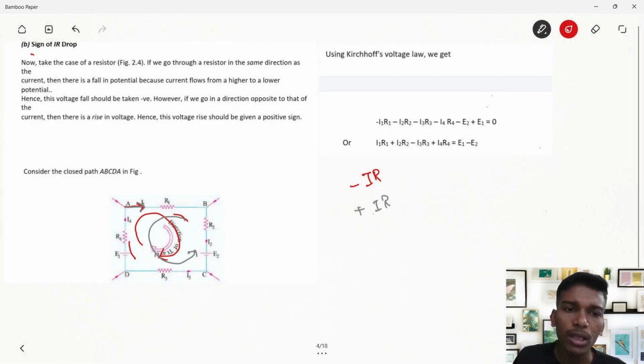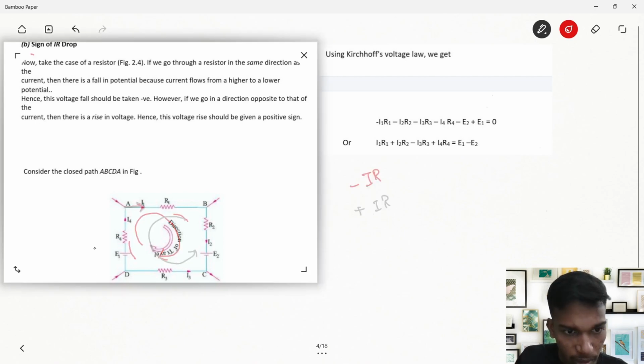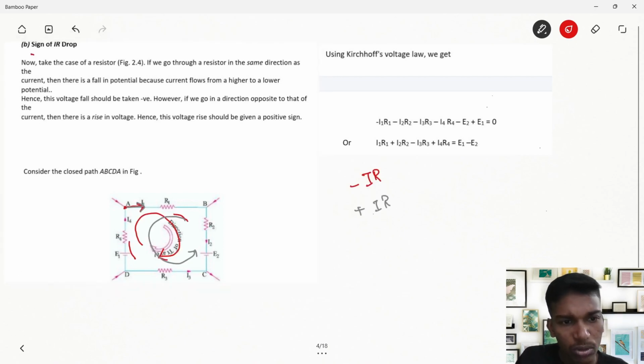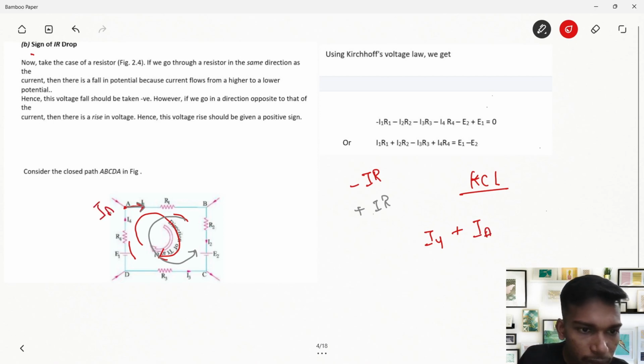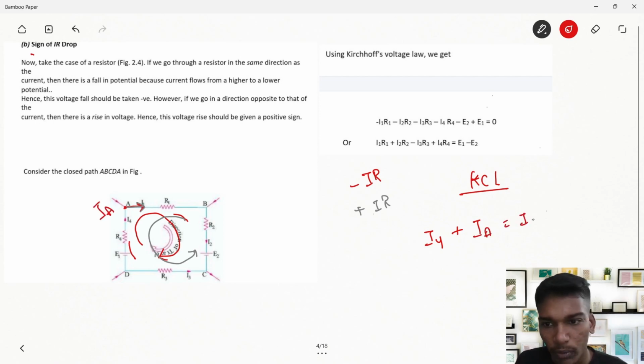And now I'm going to sum up all the potentials in the whole circuit. Just consider I4 is leaving from here, and some current is coming here from node A, entering node A. According to KCL, Kirchhoff's current law, at node A, I4 plus some IA, let it be IA, entering node A, is equal to I1, right? Same thing, we are going to apply KCL over here, and we are going to form some equations.